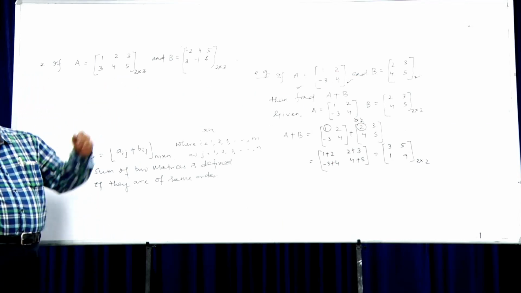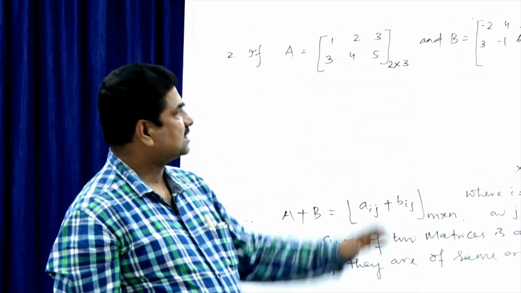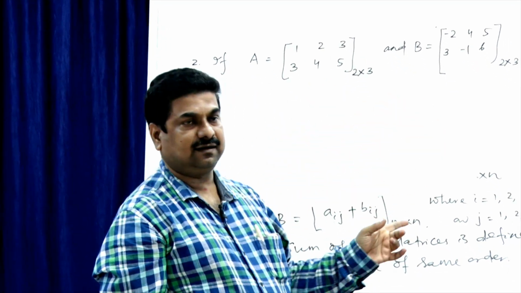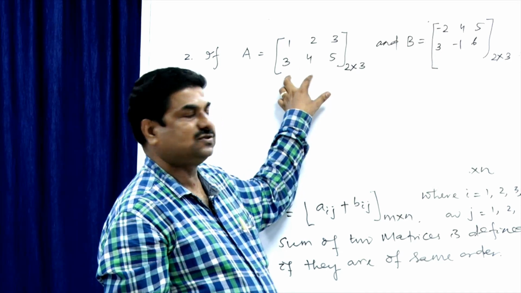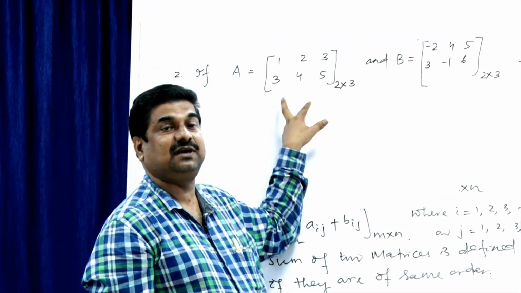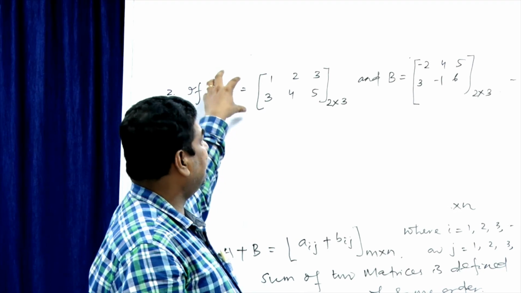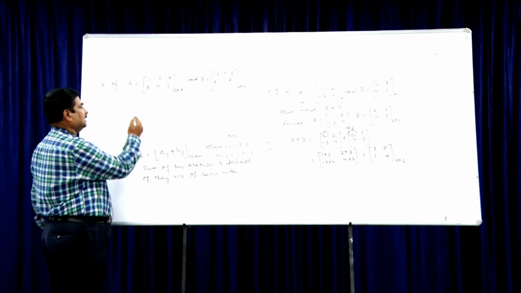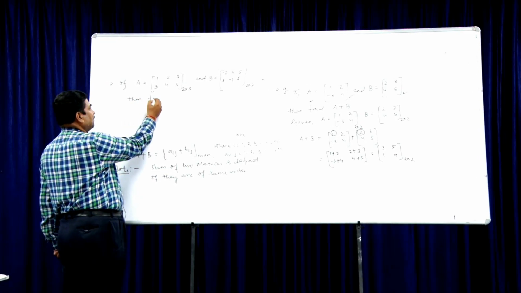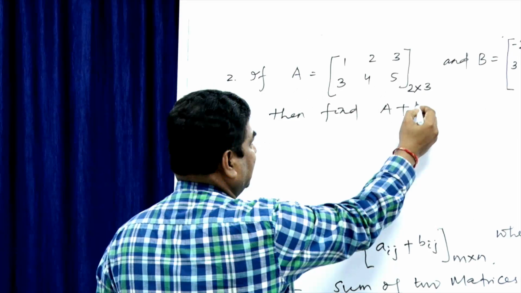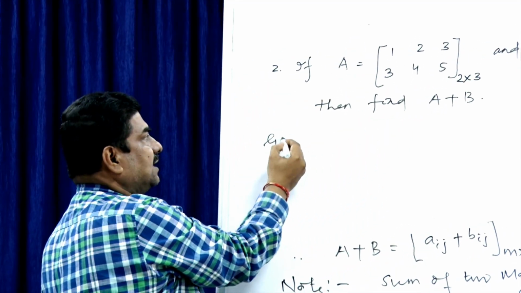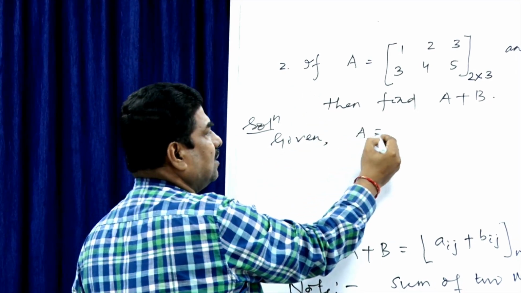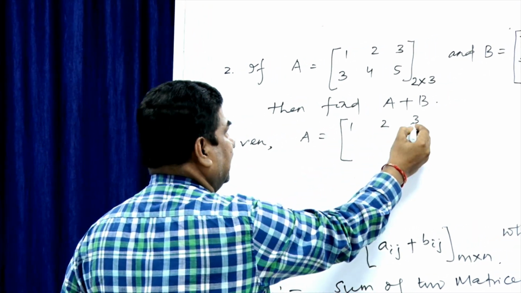In the first example I have given, this is a square matrix, but here you see these two are rectangular matrices, meaning the number of rows and columns are different. Here A is a matrix of 2 by 3 and B is also a matrix of 2 by 3. Then we have to find A plus B.